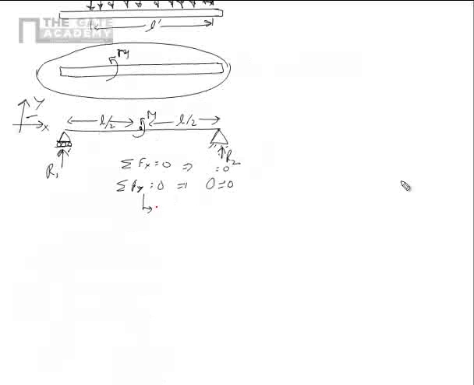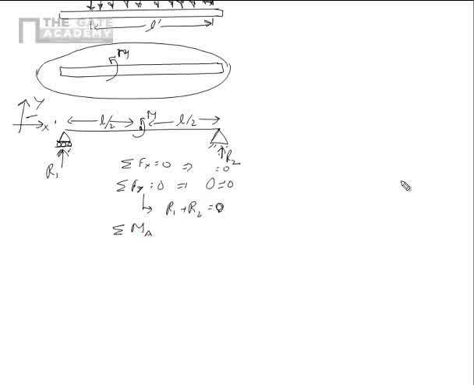So this will lead to R1 plus R2 equal to 0. Even though there is no applied force, there are still reactions at the supports. And why are these reactions there? Because there is a moment applied, and the moment cannot be supported by a moment reaction, so it is being supported by the forces.